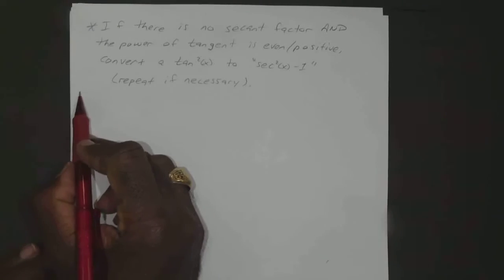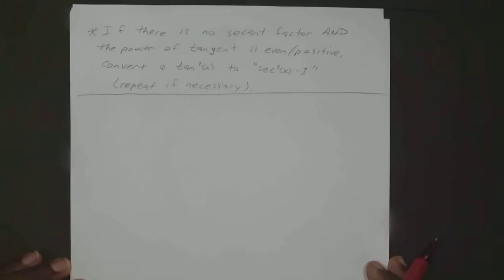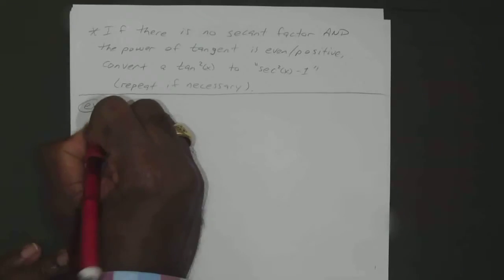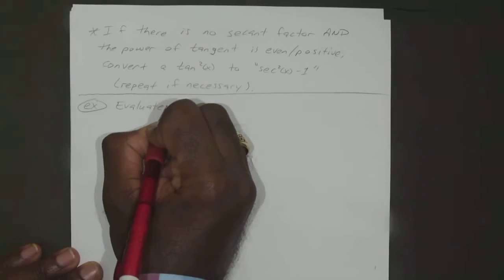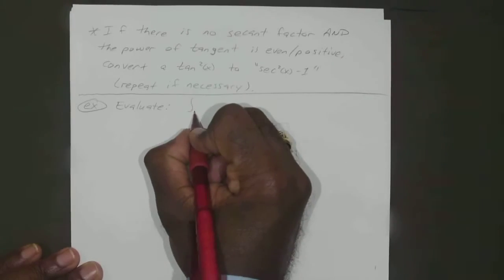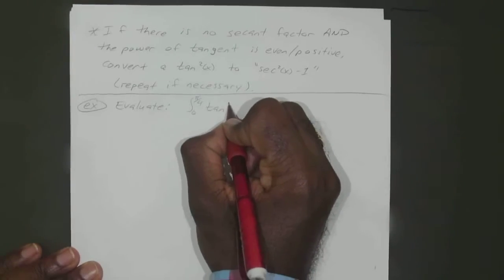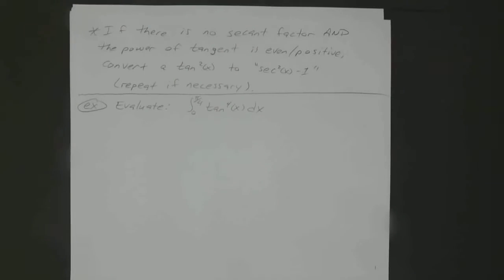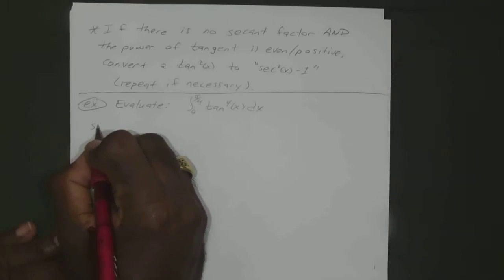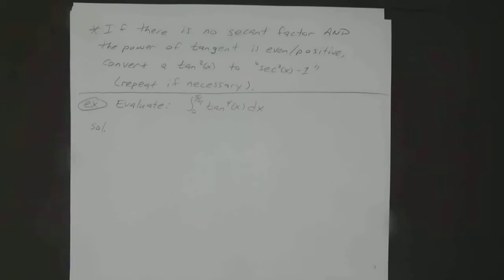All right, so for example, what if we wanted to evaluate from 0 to pi over 4 tangent 4 of x with respect to x? Okay, so the first thing you're going to do is factor out your tangent squared.